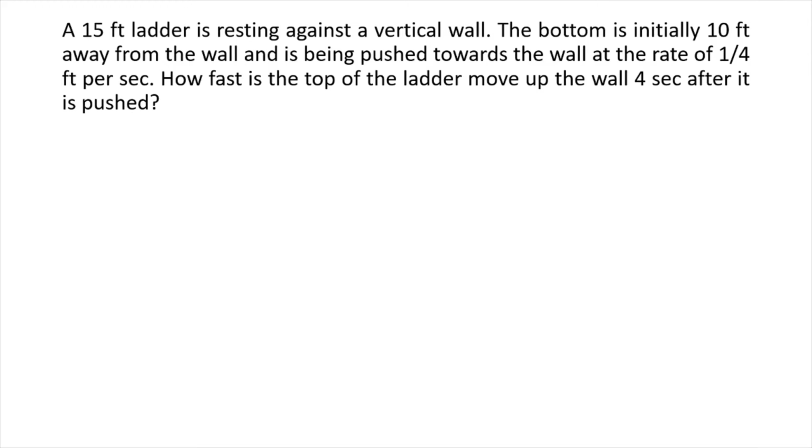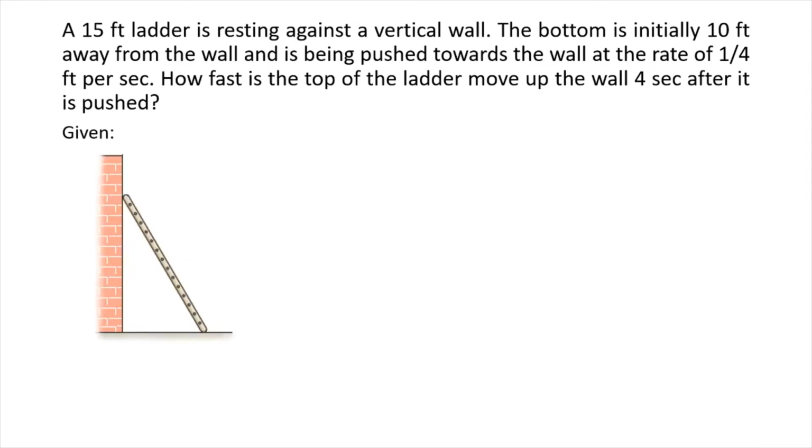Okay, so we have a ladder that is resting against a vertical wall. As you can see, the setup generates a right triangle, right? This is 90 degrees, assuming that the wall is perpendicular to the ground. And then, what are the quantities involved? We have the length of the ladder. We also have this distance from the vertical wall to the bottom of the ladder. And lastly, we have this distance from the ground to the top of the ladder.